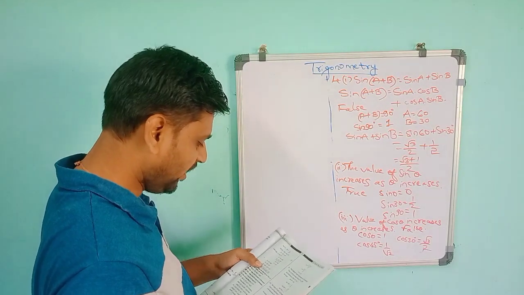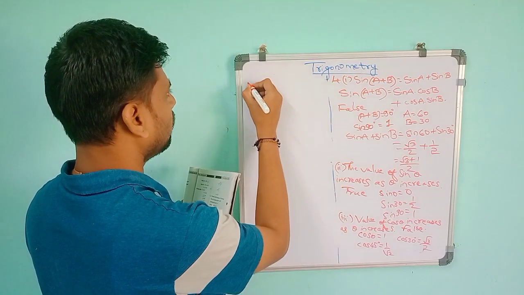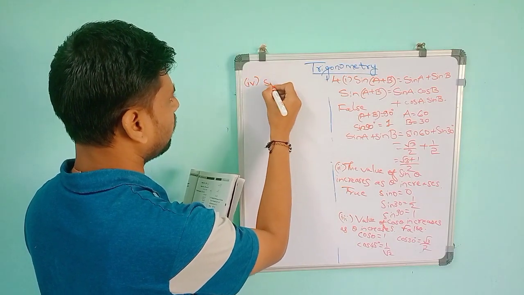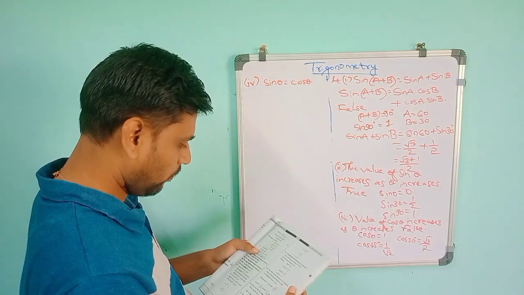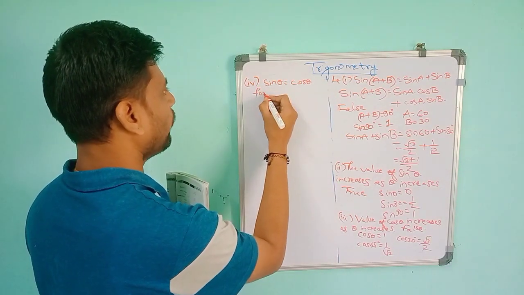See the next problem: sin theta is equal to cos theta for all values of theta.